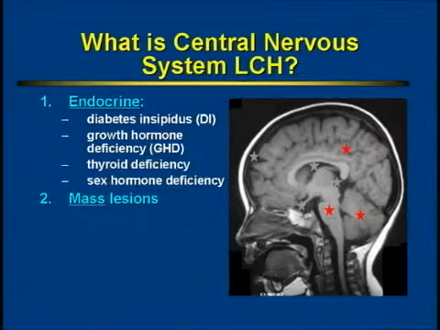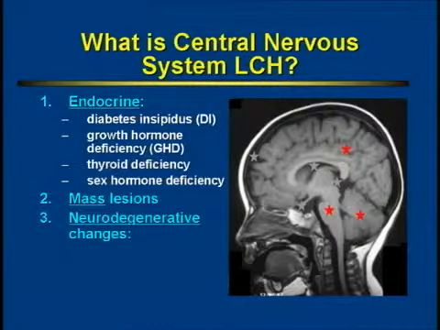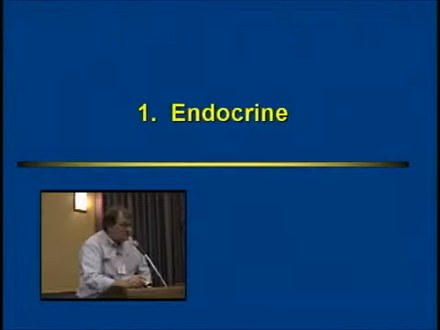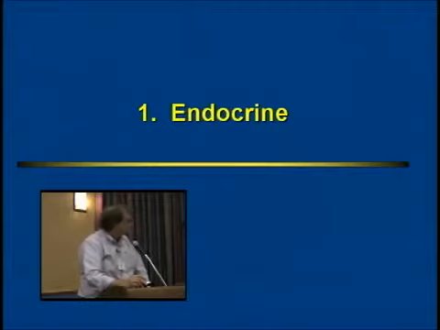Secondly, patients with LCH can rarely have mass lesions in the central nervous system. And then finally, I think the newest area that we're becoming aware of is the condition of neurodegenerative changes that occur in patients with LCH. And those can be symptomatic in some patients, and other patients may have no symptoms but may have those changes found on routine follow-up MRI scans. And we're going to talk about each of these conditions. So the first will be the endocrine conditions.